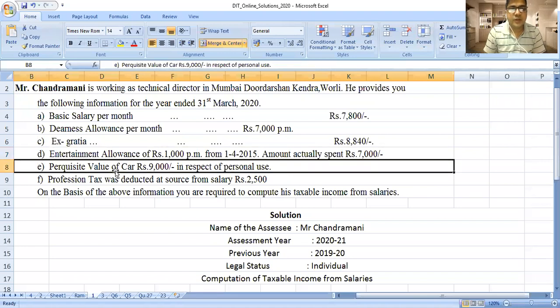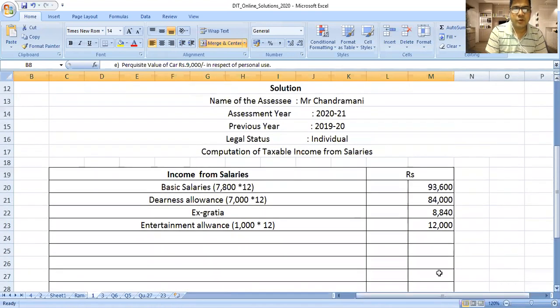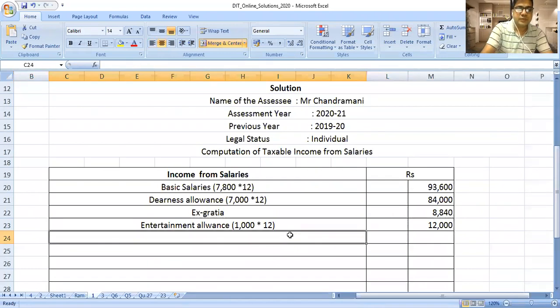Then perquisite value of car of rupees 9,000 in respect of personal use. In the last lectures we have discussed perquisites, and this perquisite value of car is taxable.